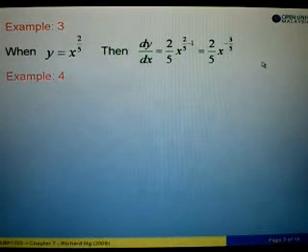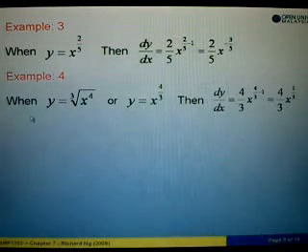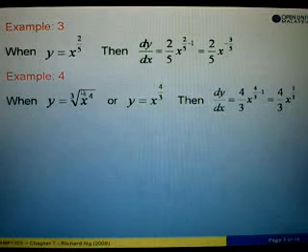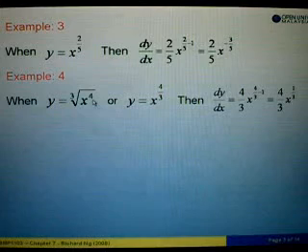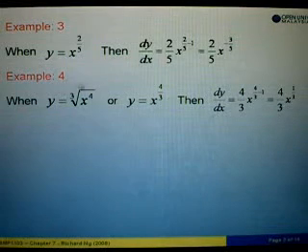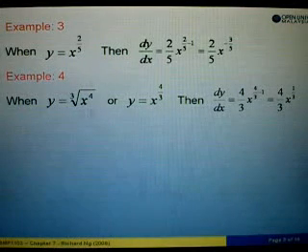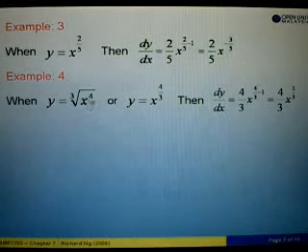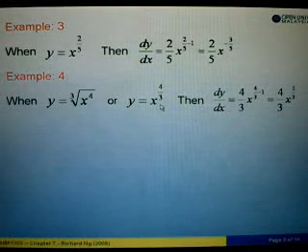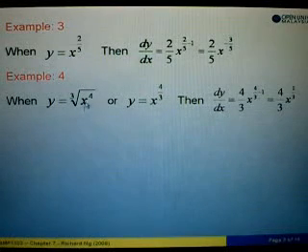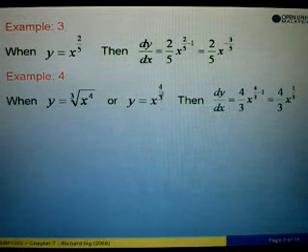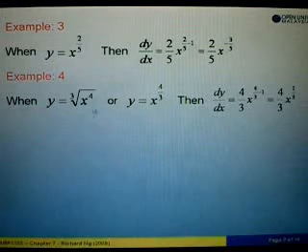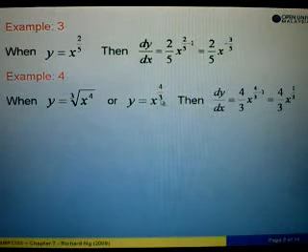Example 4. When we are given y equals the cube root of x to the power of 4, the first thing is to convert the radical form into an exponent. From here we have x to the power of 4. Remember, root 3, we convert it to x to the power of 4 over 3. The root becomes the denominator of the power.